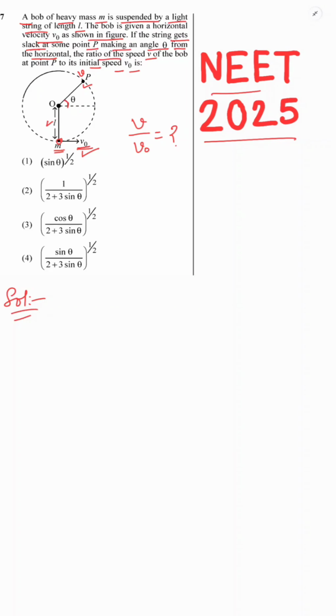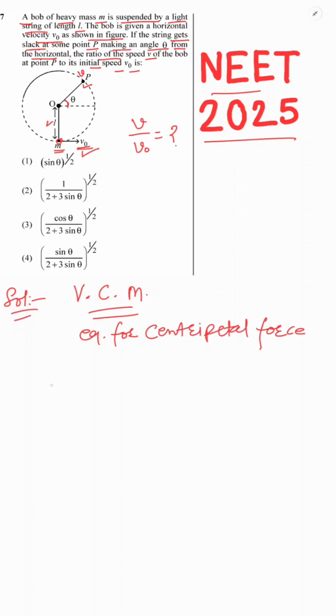As we know, if we are going to solve any question of vertical circular motion, we will have to apply two concepts here. First, the equation for centripetal force, and the next, conservation of mechanical energy. With the help of these two concepts we can solve any question of vertical circular motion. So let's apply our first concept, centripetal force.